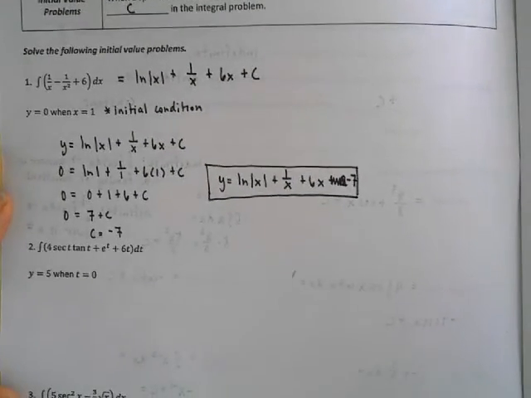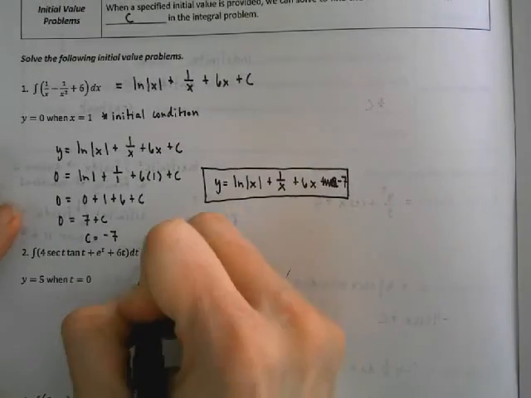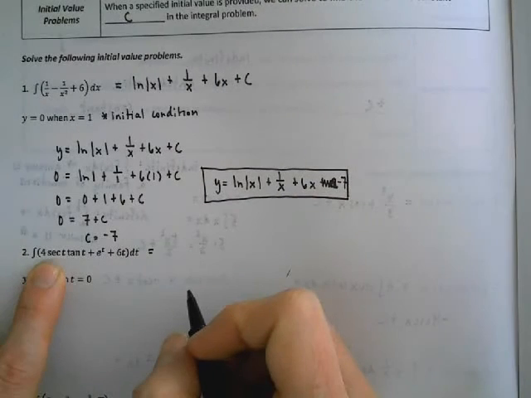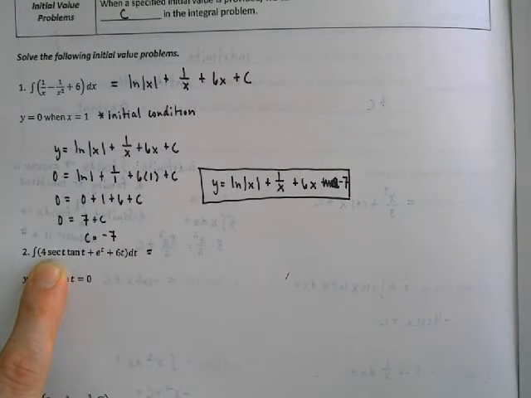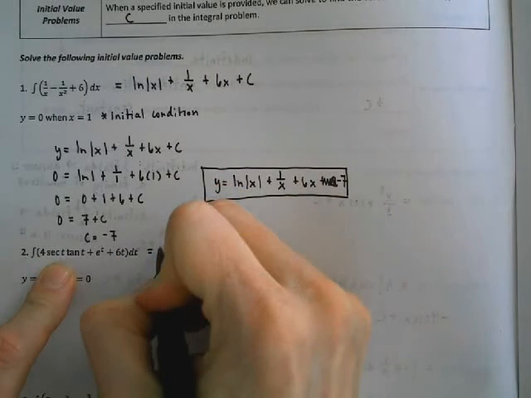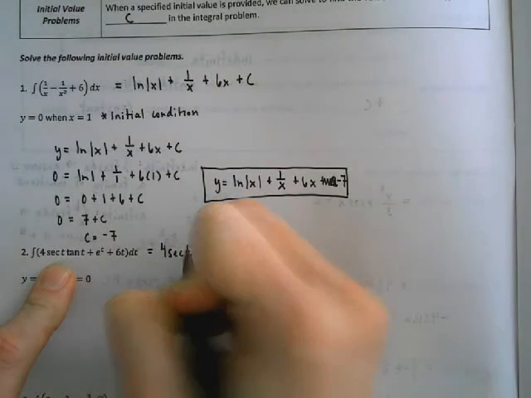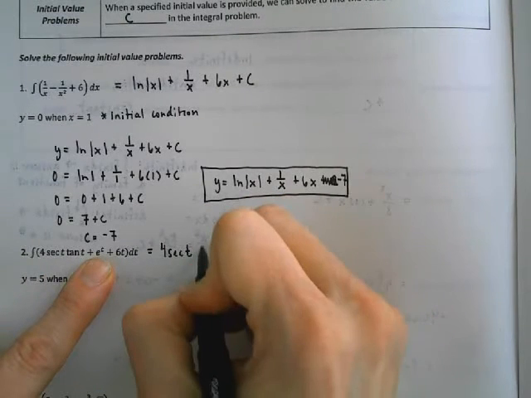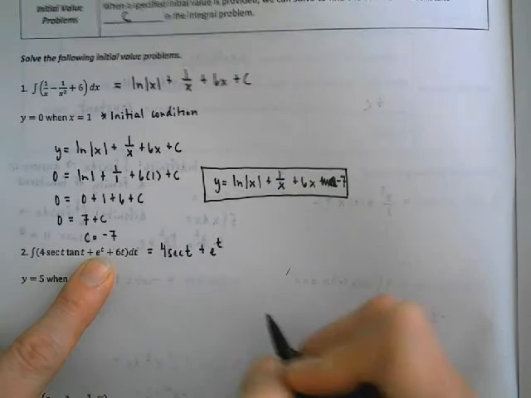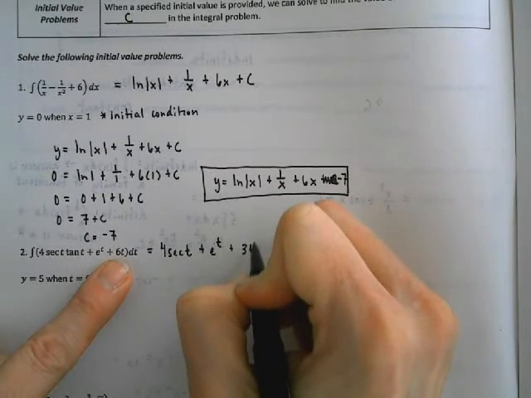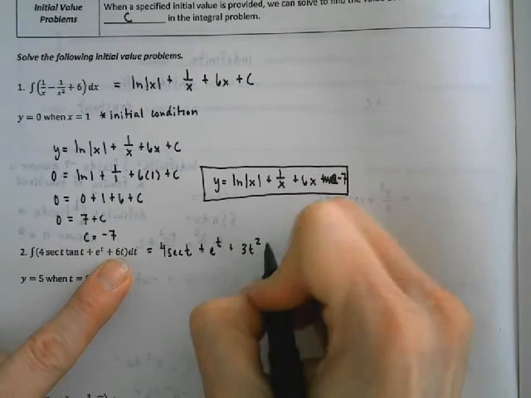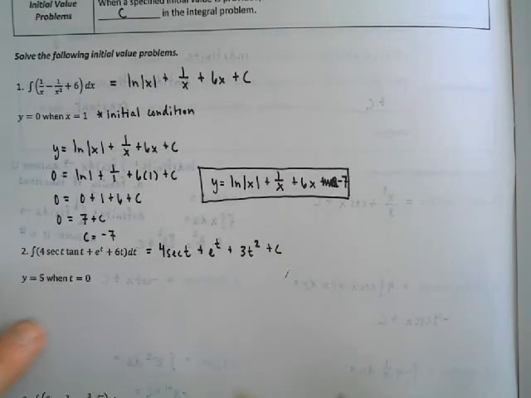Okay, let's just do a couple more of these. For number 2, my antiderivative: the antiderivative of secant t tangent t is just 4 secant t. Antiderivative of e to the t is e to the t. And 6t is going to be plus 3t squared. And we put on our plus c.